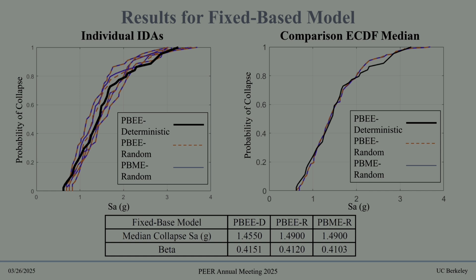So what did we do? We did an IDA for the deterministic structure, and the median result for the structure is given here by this black line. Then we considered the randomness in the structure, and we used a brute force Monte Carlo approach. So we simulated a certain number of samples for our random structure. For each of those, we ran again the IDA with the same earthquakes.